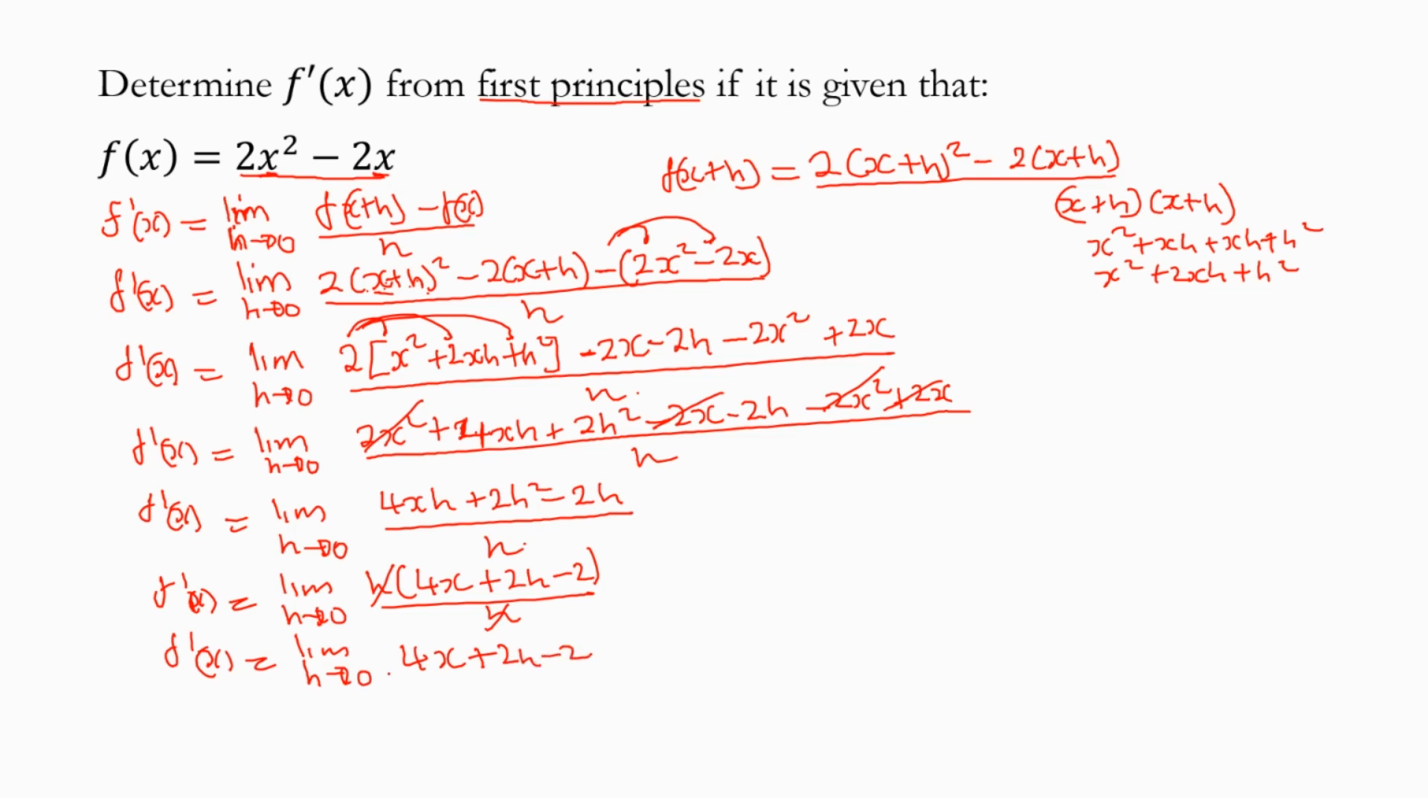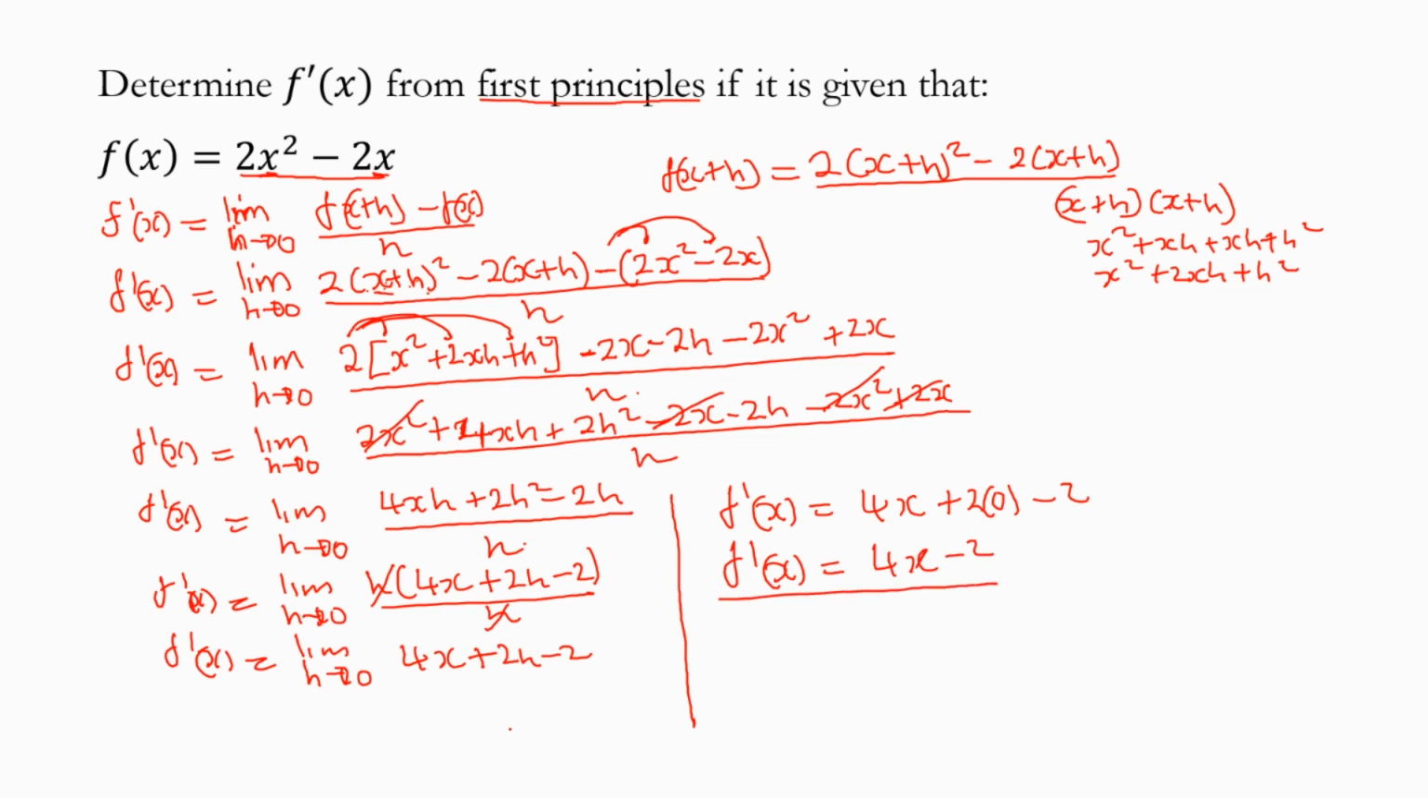See that? And then we substitute 0. That's when the limit sign disappears, when we do the substitution. It becomes f prime x is equal to 4x plus 2 times 0 minus 2. So where there's h, you put 0. Then you remain with the derivative of f of x equal to 4x minus 2. That's how we get the answer there using the first principles. We're going to meet when you do question 9.21.